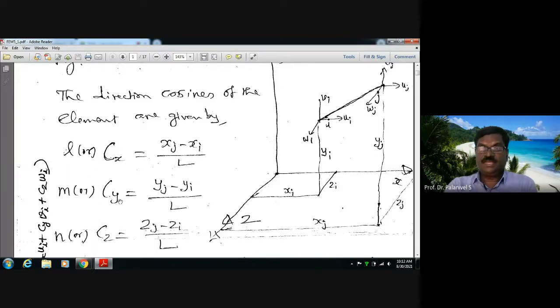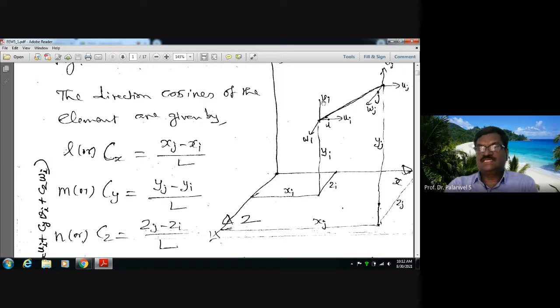Similarly, the direction cosine with respect to y-axis, Cy, is equal to yj minus yi divided by L. How? Let us see. See here, this vertical is the y-axis. This truss member is inclined in some manner. Just project it on the plane of the monitor. Now, just consider a right angle triangle here. I want the cos of the angle between the inclined truss member and the y-axis. This is the cos of this.